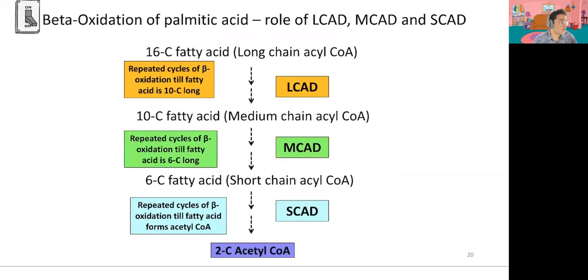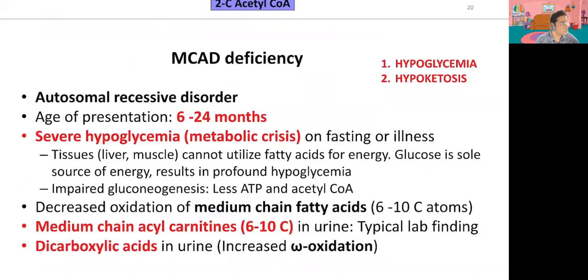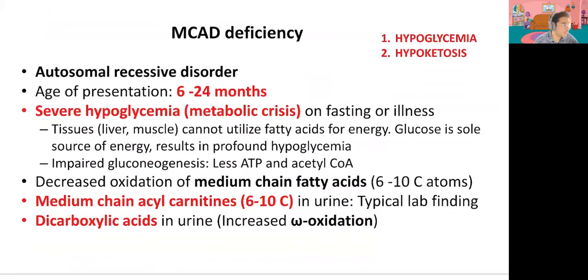Okay. Now, SGU really doesn't care about your LCADs or your SCADs. They really care about your MCADs. So these are your medium chain acyl groups that are mostly covered as your disorders. MCAD deficiency, autosomal recessive, right? It's going to present with what? Hypoglycemia and hypoketosis.